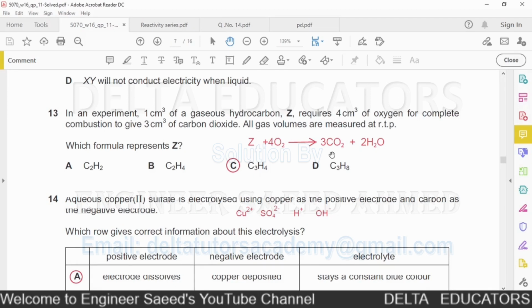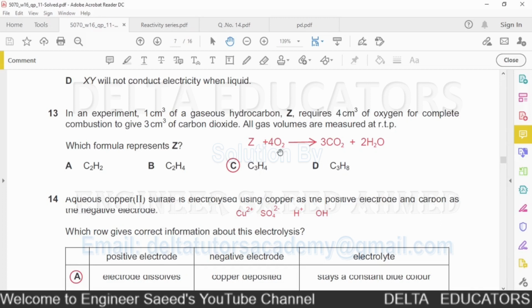Since here in carbon dioxide we have 3 moles, it means we have 3 carbon. So definitely the compound Z will have 3 carbon atoms. Now 3 carbon is given in option C and in option D. So possible options are C and D. Now we will check the hydrogen atom.